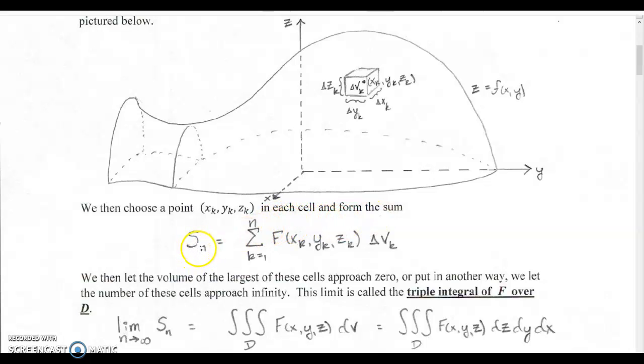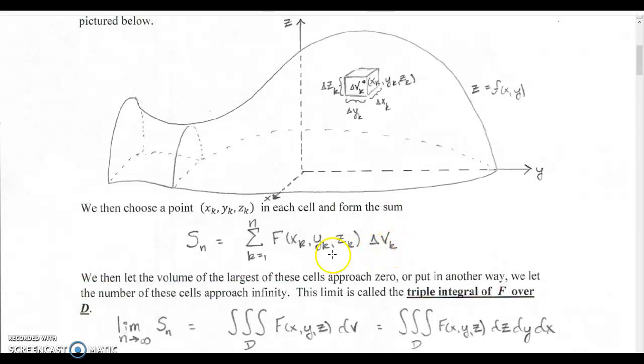The sum as k goes from 1 to n. We'll eventually let n go to infinity, which effectively shrinks the deltas down to 0. But right now it's a partial sum stopping at n. k goes from 1 to n of this function in that volume. So the function times the volume, right?